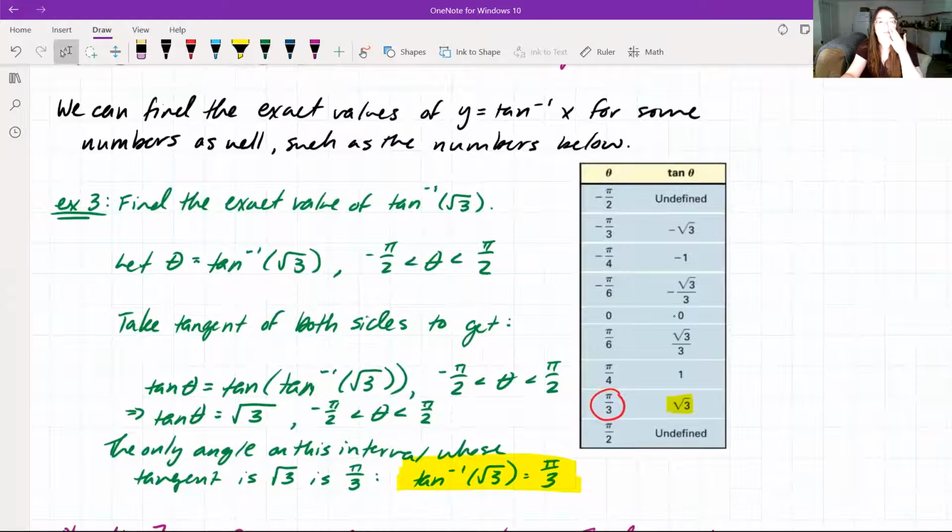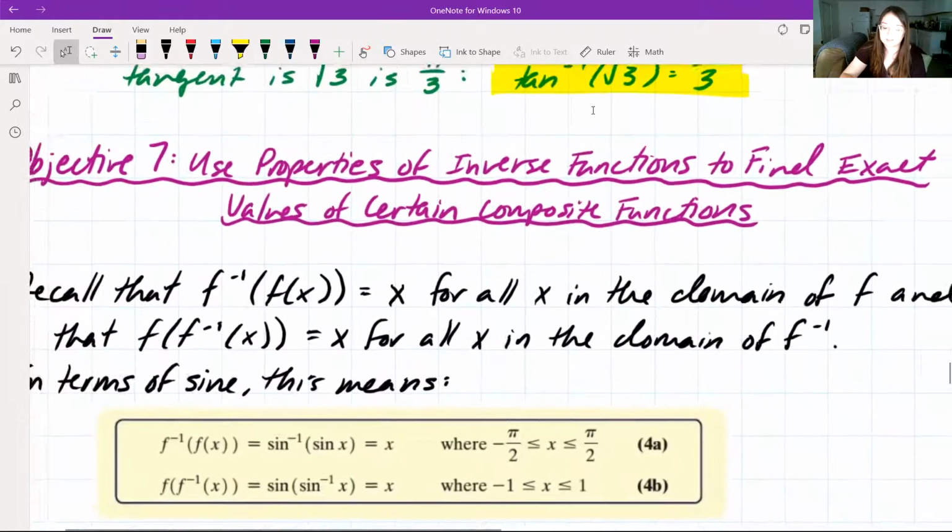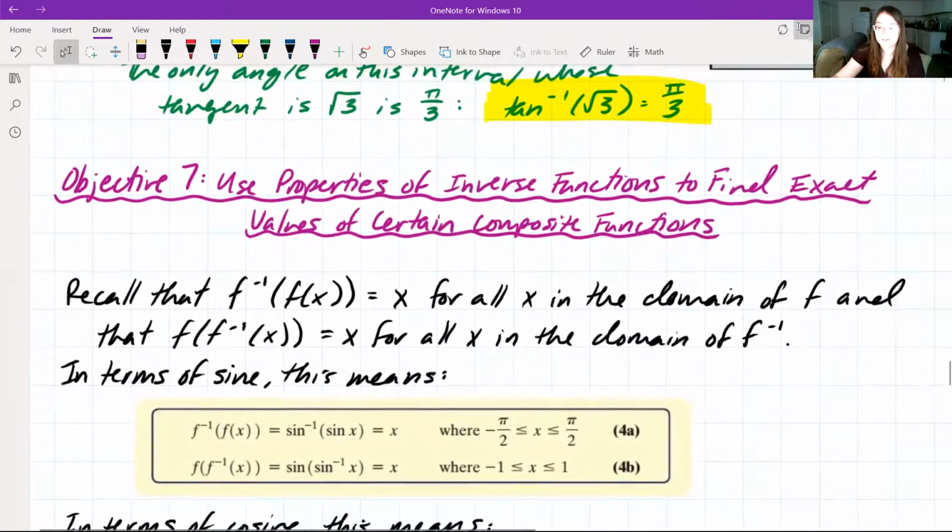And then we have it for tangent as well. Once again, if you are given a value that is not easily found by one of our key angle measurements or anything like that, it is perfectly acceptable to use a calculator in those cases. All right, let's go ahead on to objective 7 here.